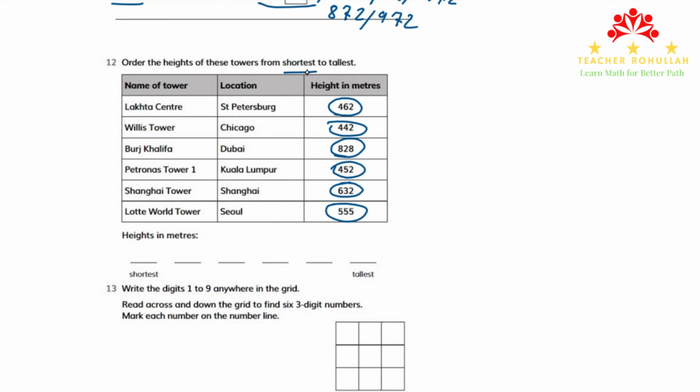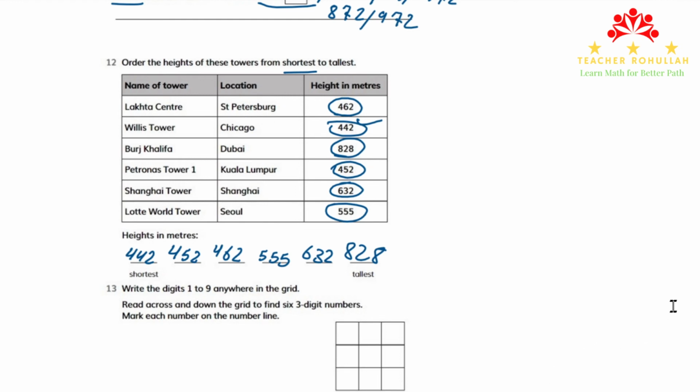Now, because it's asking us to order from shortest to tallest, we have to write the shortest one first. So the shortest one is 442, then 452 is in the second place, then 462 is in the third place, and then 555 is in the fourth place, and then 632 is in the fifth place, and the tallest one is Burj Khalifa, which is 828 meters. We are done with question number 12 also. It is just ordering numbers.